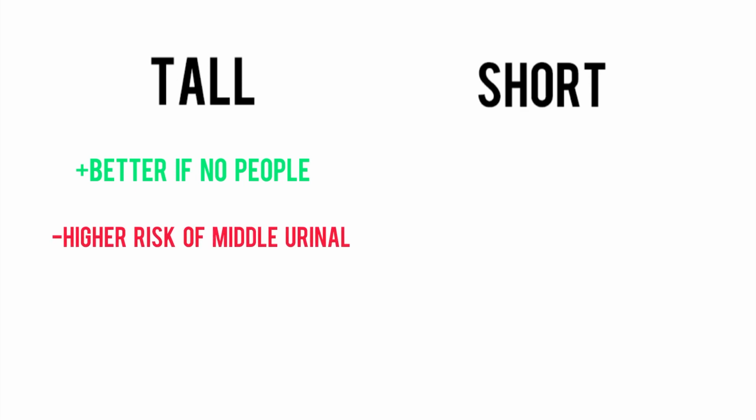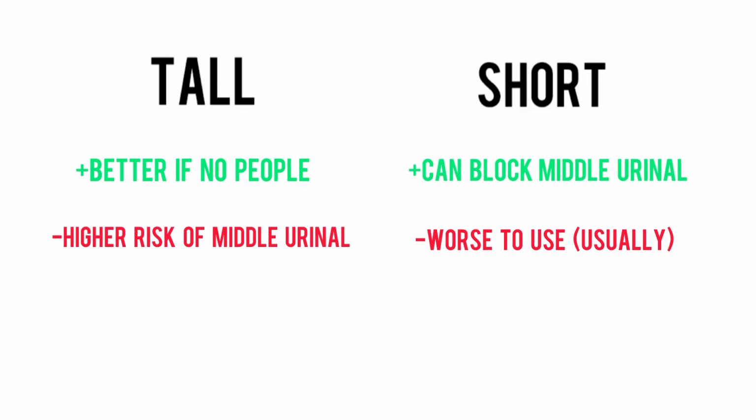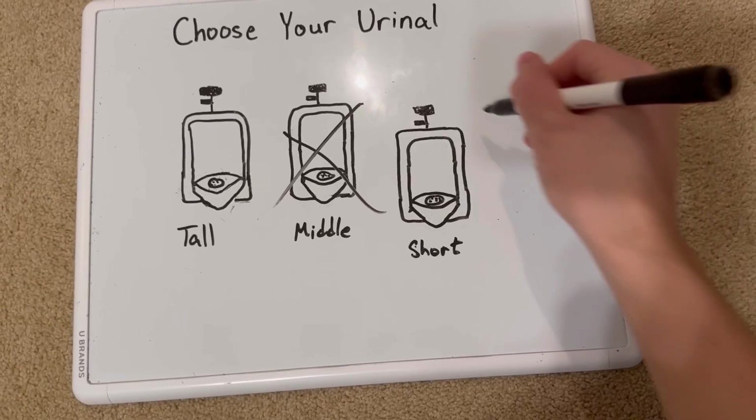So this is your risk and reward. Tall urinal is better in a 0-person situation, but has higher risk of a middle urinal user. The short urinal is usually worse to use, but it can block middle urinal battles. I'll leave that choice to you, but personally, I'm rocking the short urinal all the way. Also, it helps that I'm 5'6".